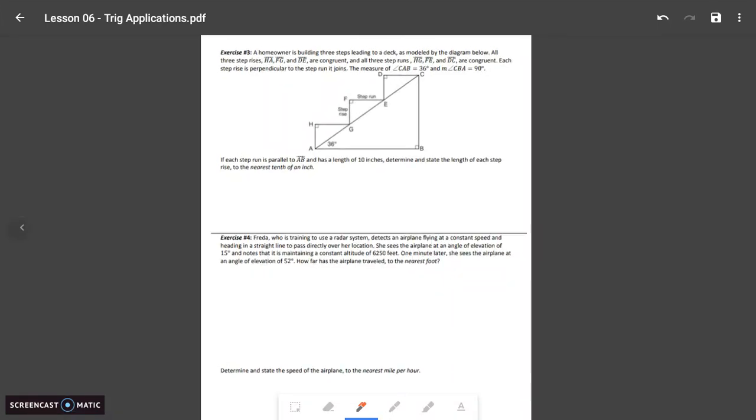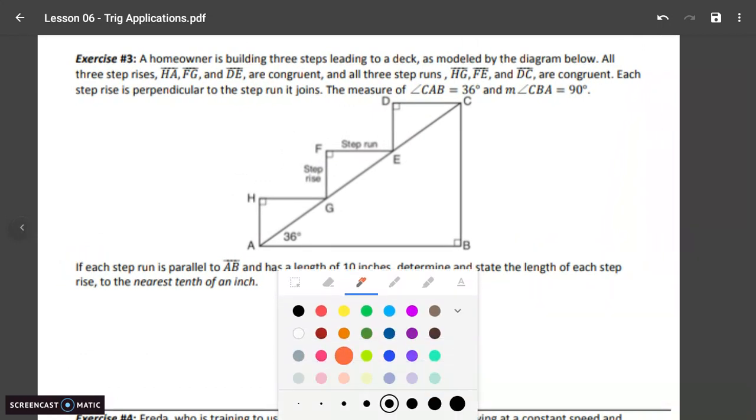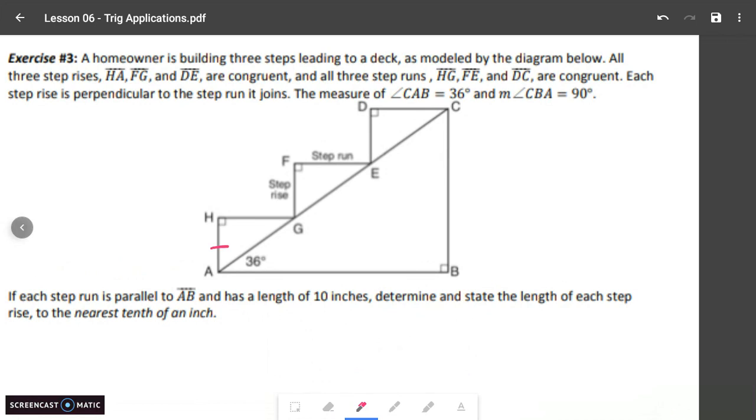Okay. As I look at this third problem, now we have a homeowner building 3 steps leading to a deck modeled in the diagram below. All 3 step rises, HA, FG, and DE are congruent. So I'm going to mark them. And the step runs, HG, FE, and DC are also congruent.